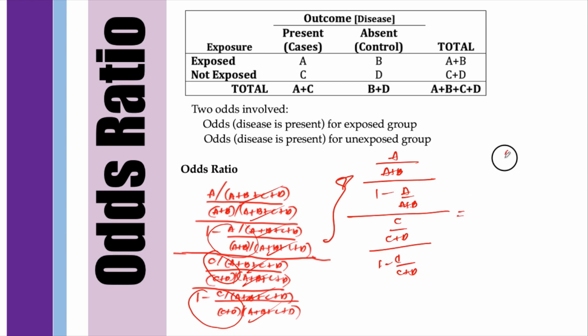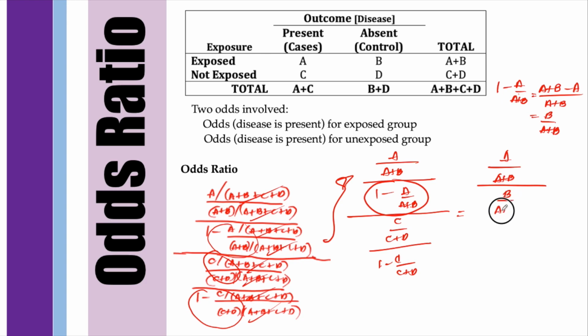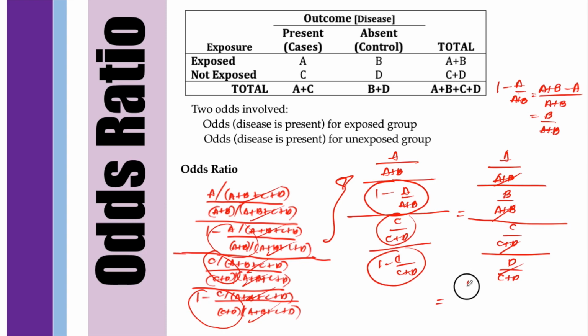Now, A over A plus B is divided by this 1, 1 minus A over A plus B, doing some LCD here, that's A plus B minus A, so we have B over A plus B. So that's B over A plus B. All over, this one is C over C plus D, divided by, this part is just D over C plus D. Cancel A plus B, cancel C plus D, so we have A over B all over C over D. That is the odds ratio.